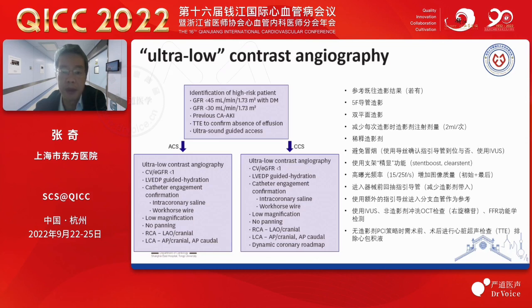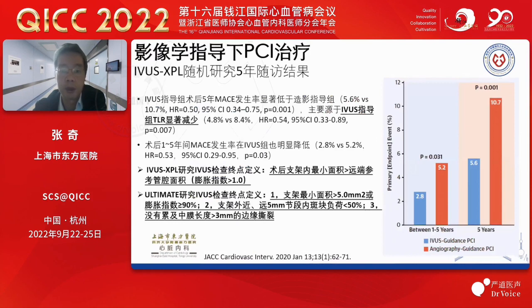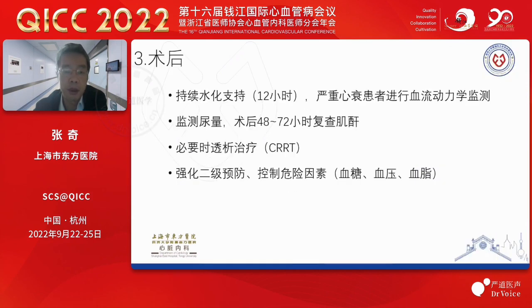The most important thing is to control the dosage of the contrast media. You need to have a good calculation, and of course you need to have a good exposure. And on the other side, you should minimize the dosage of the contrast media. So these are the relevant clinical trials on IVUS. This is the IVUS-XPL. It looks like the IVUS-guided PCI will have a better clinical outcome. This is the mean follow-up.